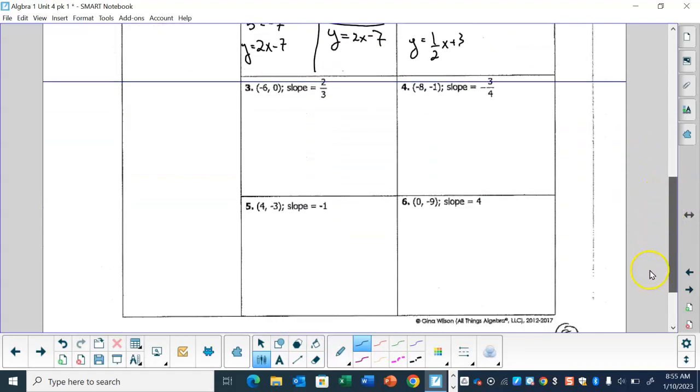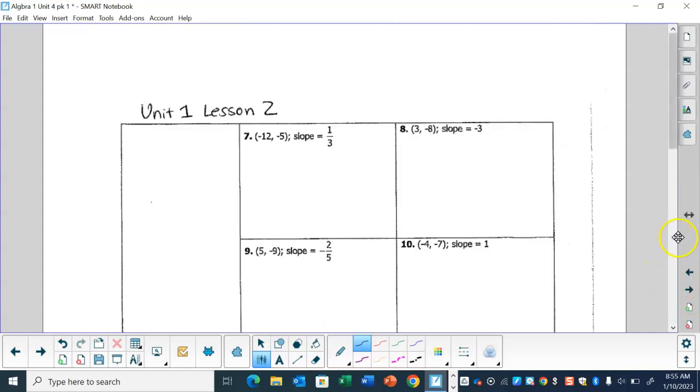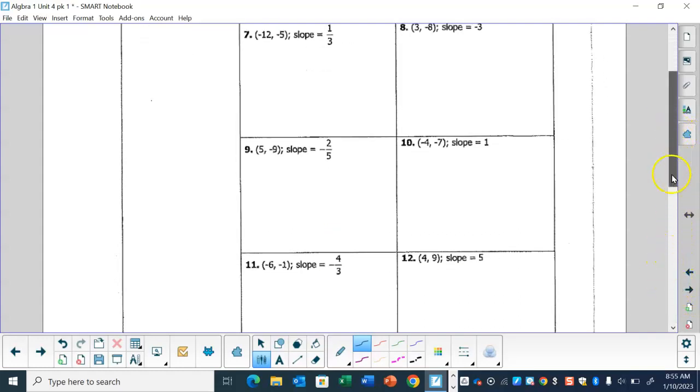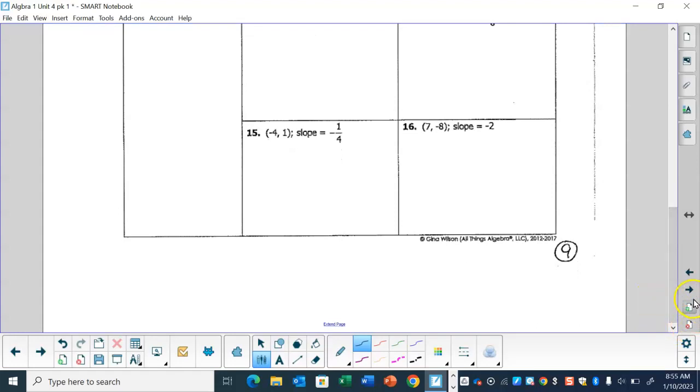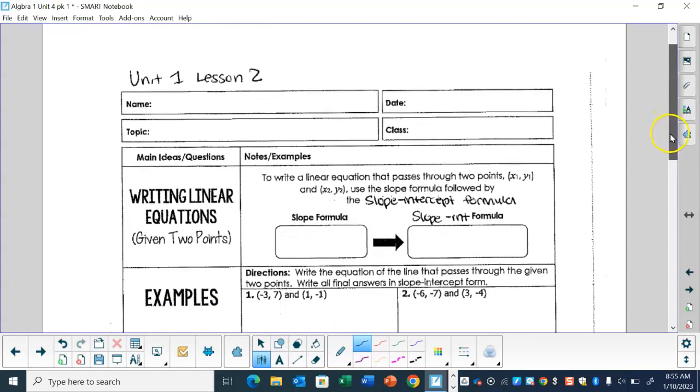You can work on the rest of page 8, page 9, and then, let's say, page 10. I'm going to give you these notes right here.